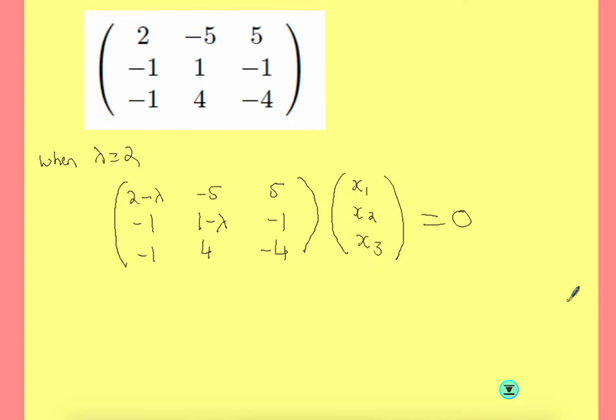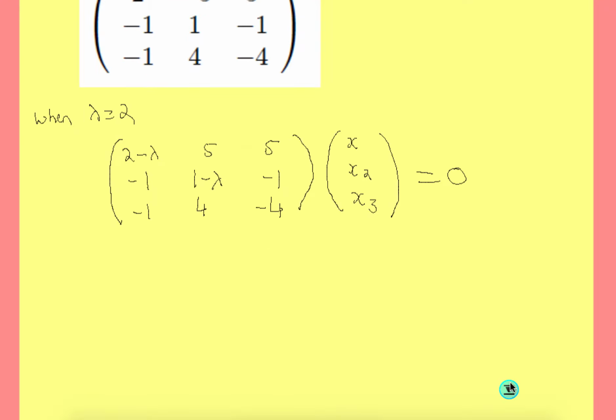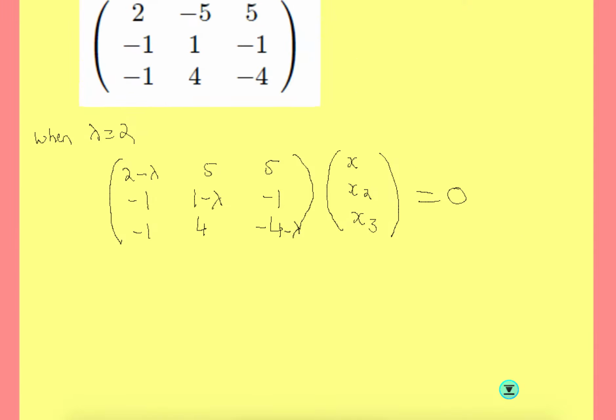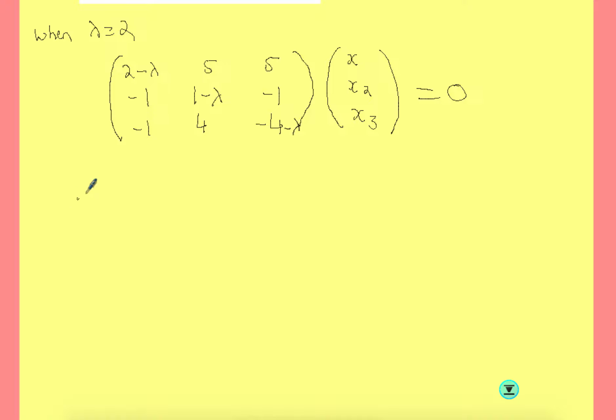Right, so there we are. Hopefully nothing's going to... Oh, negative 4. That was me, not the computer this time. I'll take responsibility. Right, so we're taking away 2 from the diagonal, so that's going to be 0, 5, 5, negative 1, negative 1, negative 1. Sorry. And negative 1, 4, and negative 4, take away 2 is negative 6.